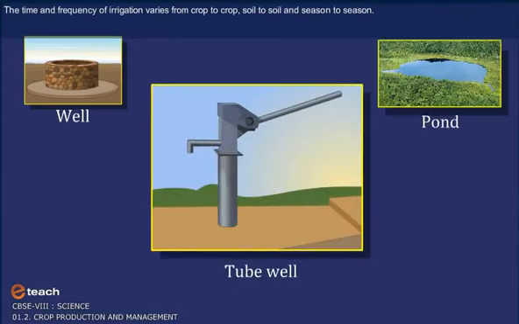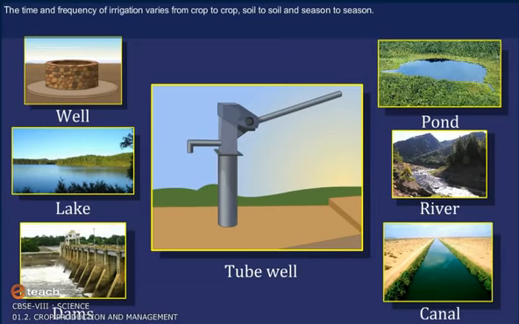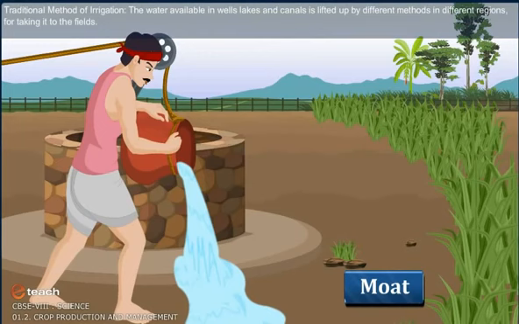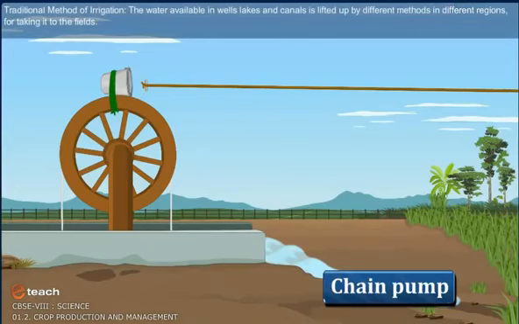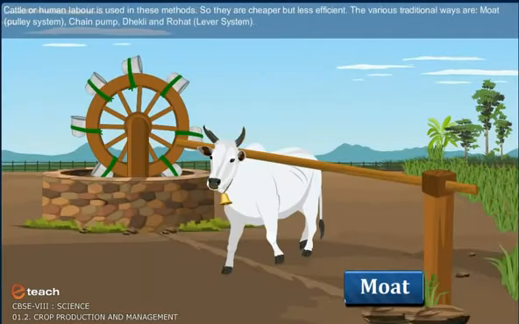The time and frequency of irrigation varies from crop to crop, soil to soil, and season to season. Sources of irrigation. The sources of irrigation are wells, tube wells, ponds, lakes, rivers, dams, and canals. Traditional method of irrigation. The water available in wells, lakes, and canals is lifted up by different methods in different regions for taking it to the fields.